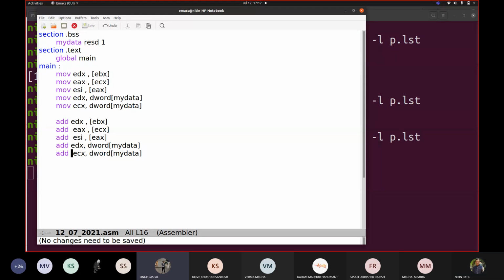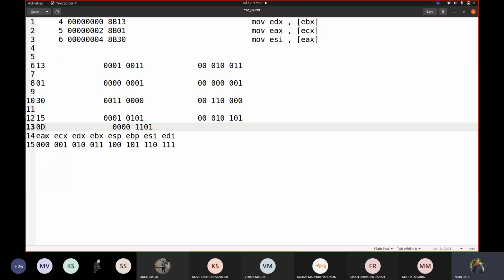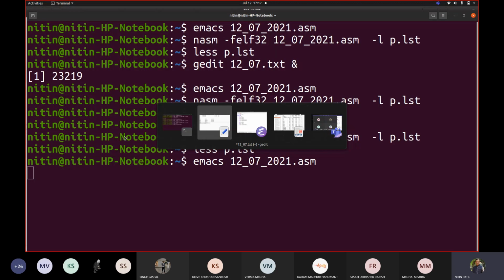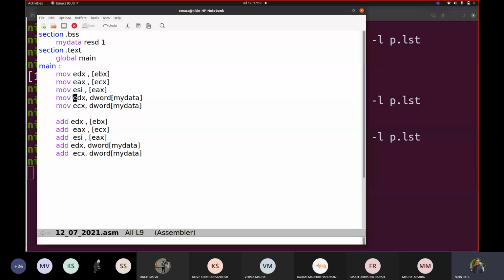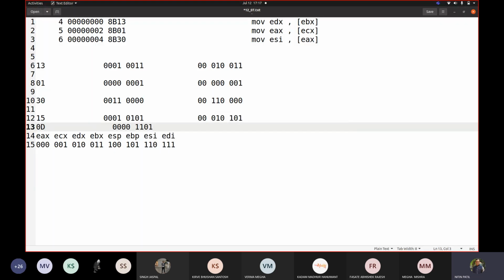The 101, the 0D and 15. Okay, so what I did was I took ECX in my instruction. I took EDX, comma, my data, correct? And I took ECX, comma, my data. So with EDX, what we got was p.lst to be something like this, 1.5, correct?